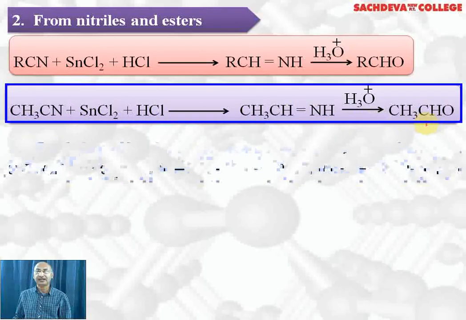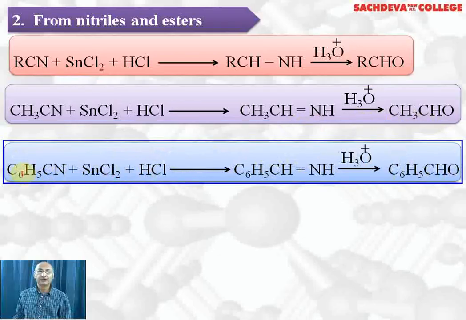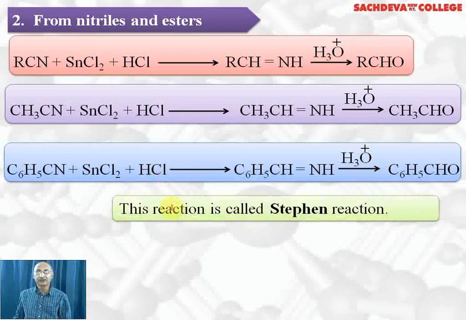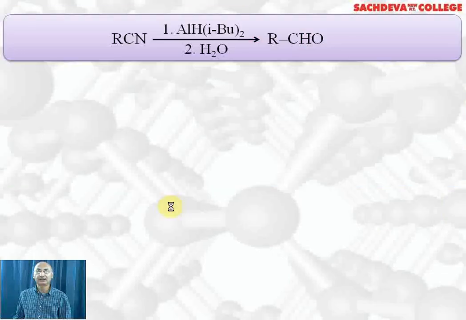gives acetaldehyde. Another example we are taking of benzonitrile or benzene nitrile when reduced with SnCl2 and HCl. The product formed is benzaldimine, which on hydrolysis gives benzaldehyde plus ammonia is formed. And HCl is present, so ammonium chloride can also be formed. This reaction is called Stephen's reaction and is very useful for preparation of aldehydes from alkyl cyanide or alkyl nitrile.